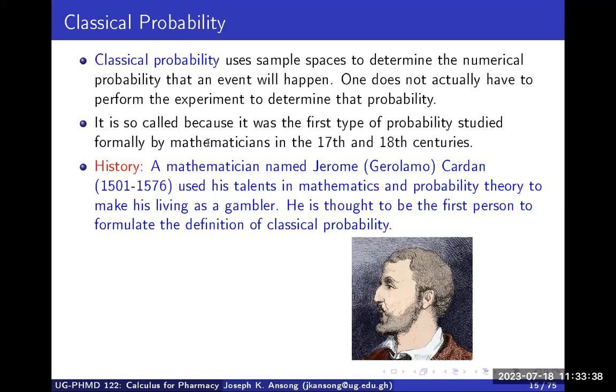It is called classical because, as I mentioned before, it's the first type of probability to be studied formally by mathematicians in the 17th and 18th centuries. History has it that it's probably Girolamo, or Jerome Cardan, who used his talents in mathematics and probability theory to make a living as a gambler. He is thought to be the first person to formulate the definition of classical probability. That's a bit of history.